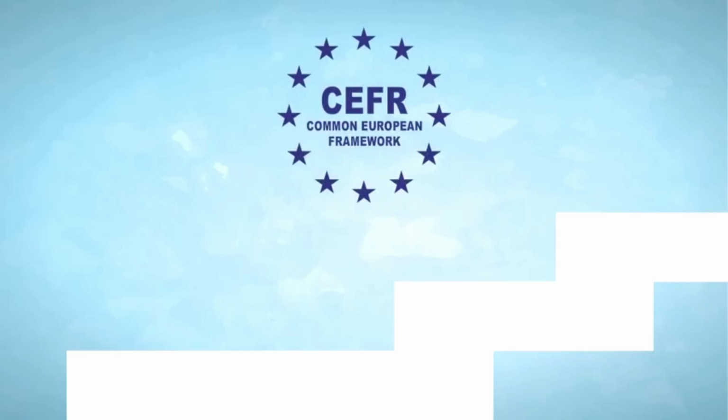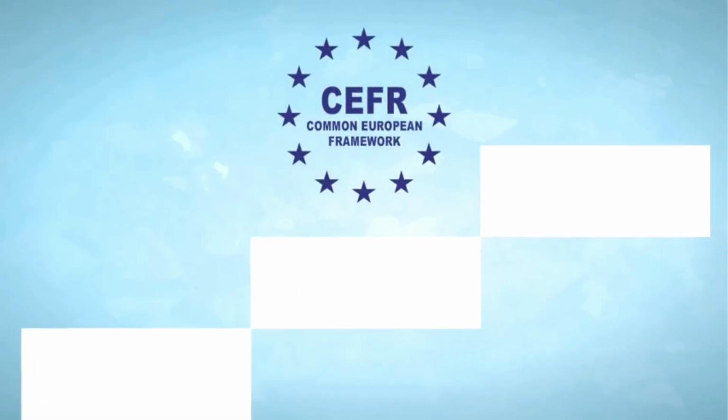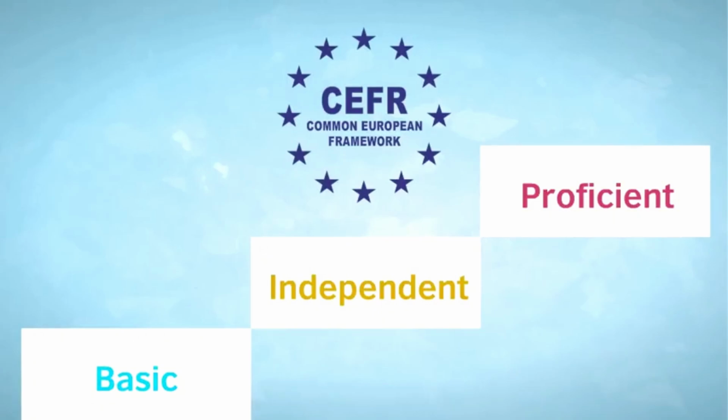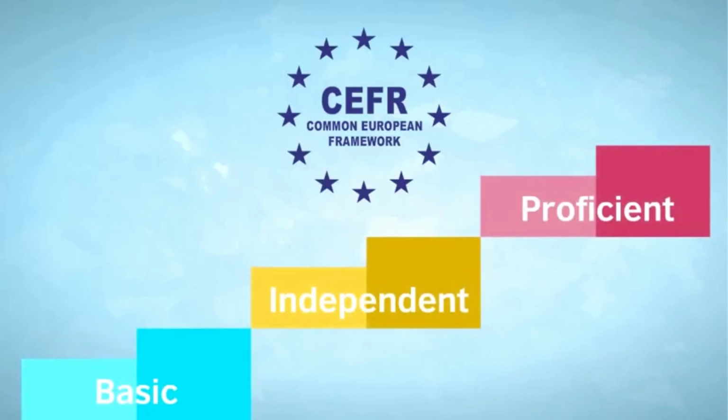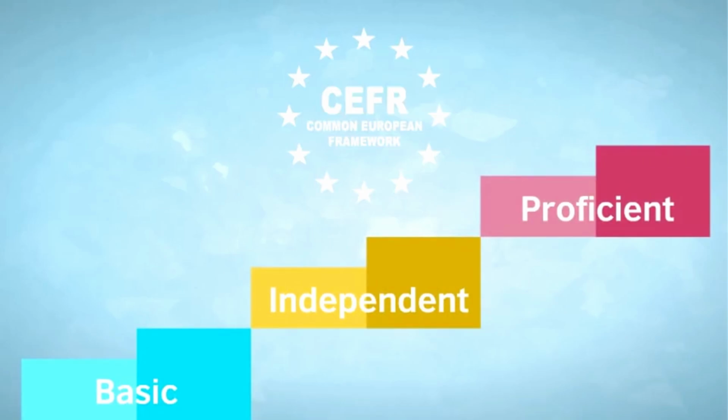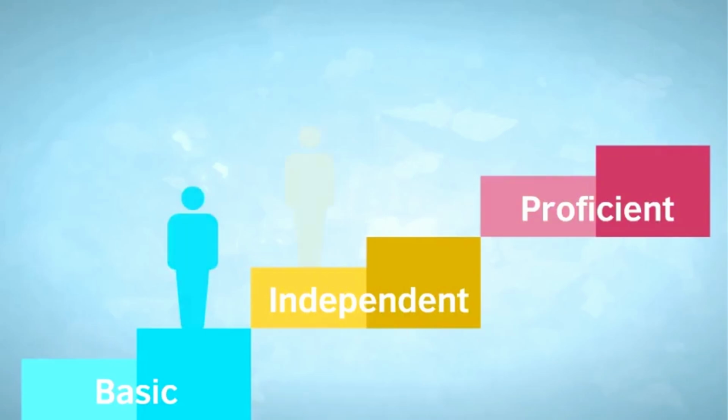Within the CEFR, the levels are described in 3 tiers: basic, independent, and proficient. Each of these tiers has 2 levels, making a scale of 6 levels in all. The CEFR describes what a person can do in a language as they progress from the lowest level to the highest.